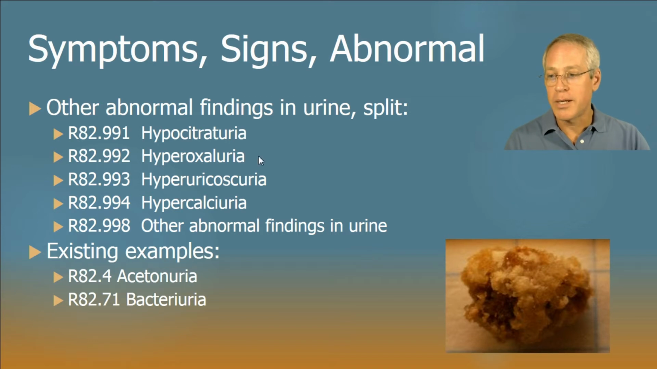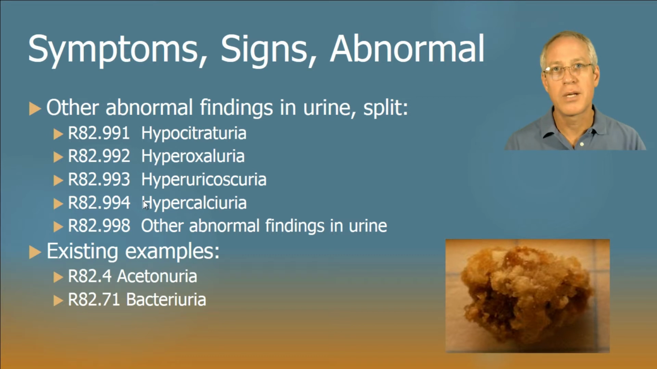So oxalic acid, uric acid, and calcium are actually components of different types of kidney stones. Citric acid is in hypocitraturia. It usually holds those salts in solution so they don't form stones, but if there's a decreased level of citric acid, that can predispose a patient to kidney stones. There's a couple of other odds and ends in the other urine findings, like acetonuria and bacteriuria. We've all seen that one too. So it's about getting the mindset of thinking about these too.